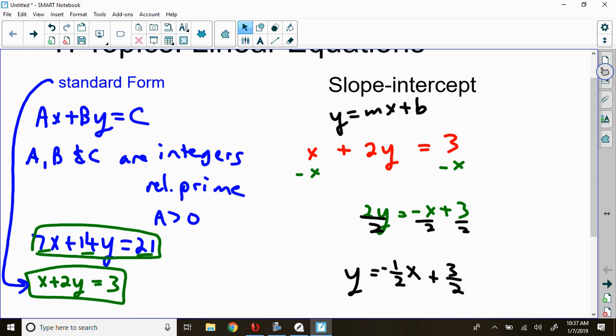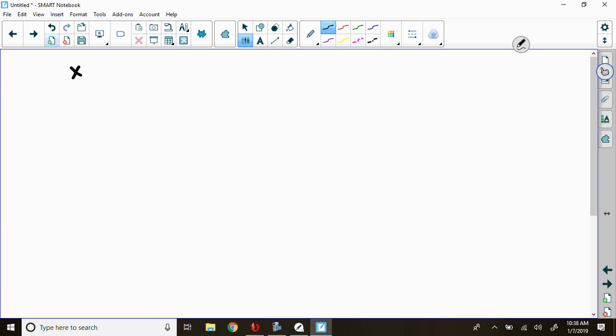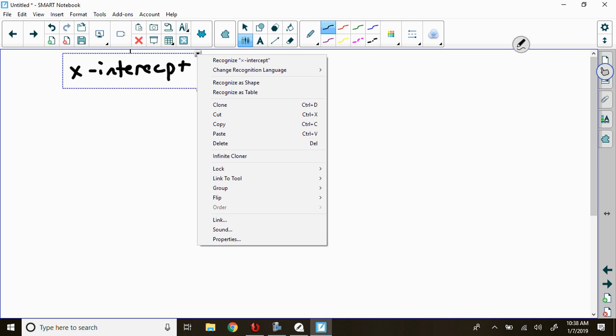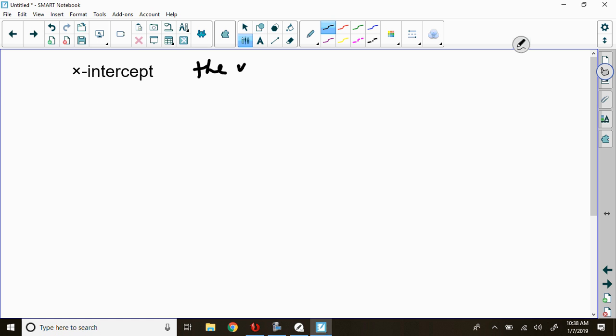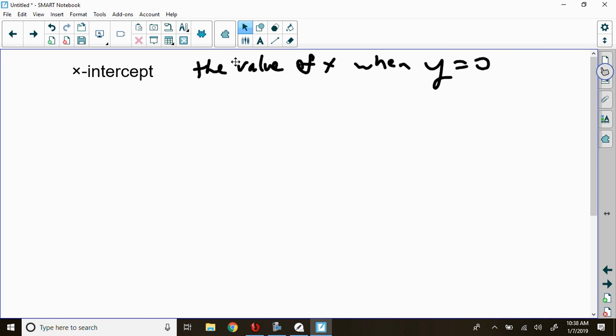And some things we're going to be talking about, some questions we're going to be answering about these are, what's their slope? What's their y-intercept? What's their x-intercept? Okay, so let me be clear about something if I can. When we talk about an x-intercept, by definition, an x-intercept is the value of x when y equals 0.